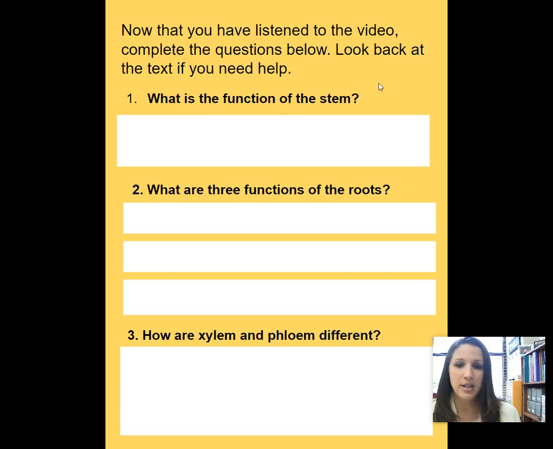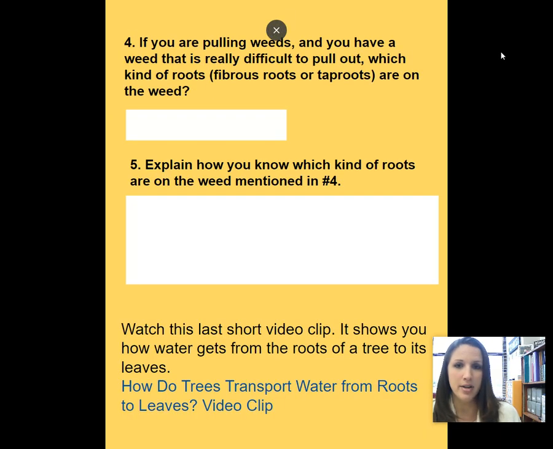The third question is, how are xylem and phloem different? That's on the first page as well. Tell me some things you know, the main thing about why they're different. And then on this last page, number 4 is asking if you're pulling weeds and you have a weed that's really difficult to pull out, what kind of roots are on that weed? So is it the fibrous roots we talked about, or is it the tap roots we talked about? So you just need to put that word in the box.